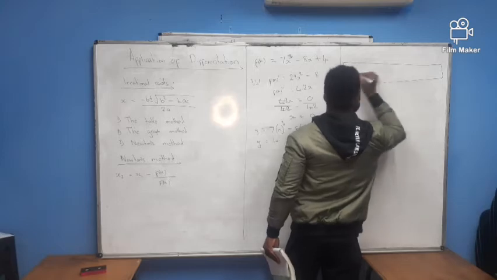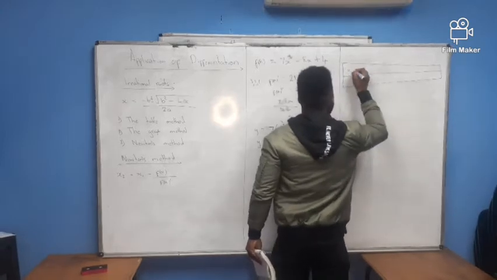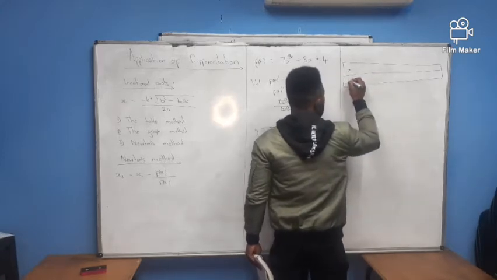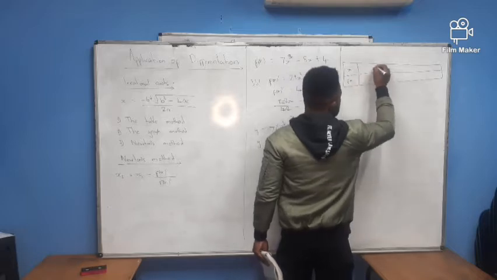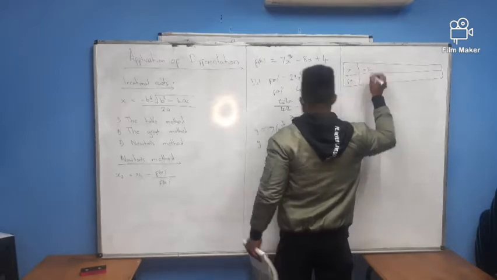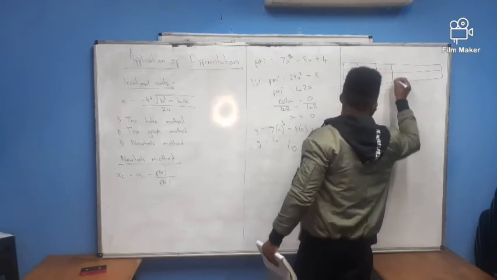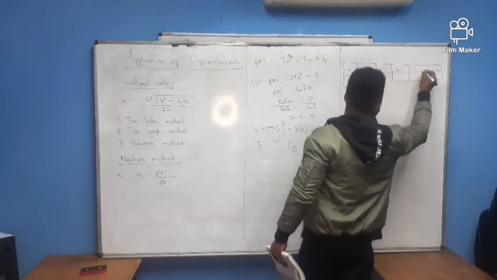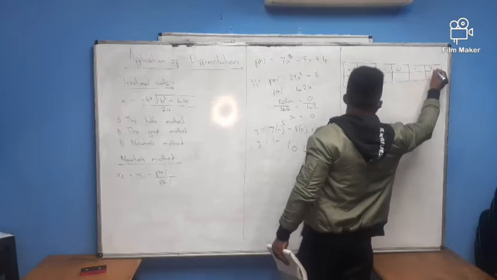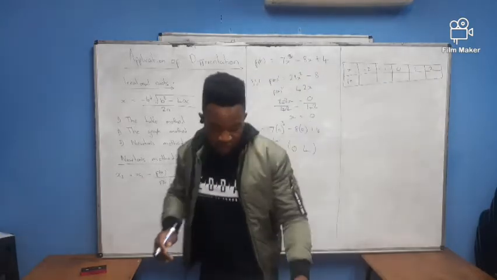You draw your table. So you say x, or sometimes here you can say f(x), or y is still fine. And then this is negative. I'm given the range from -2, -1, 0, 1, and 2. So this is the range that you are given.